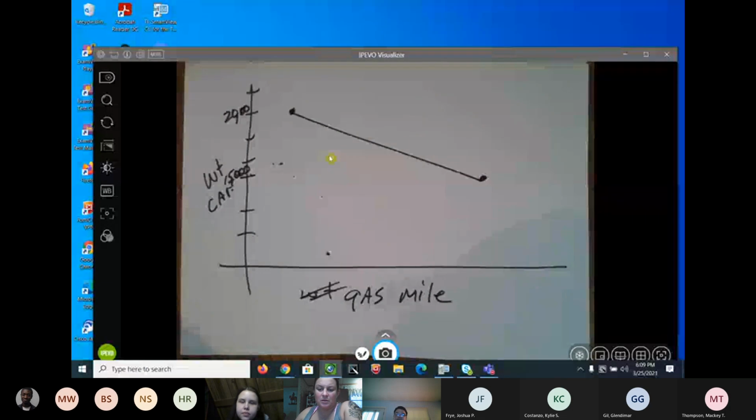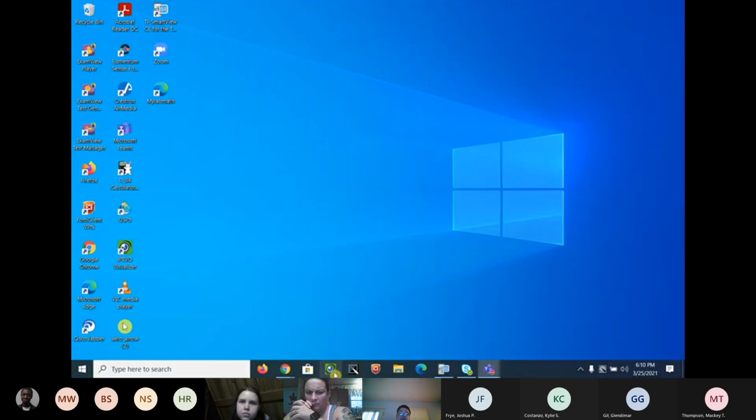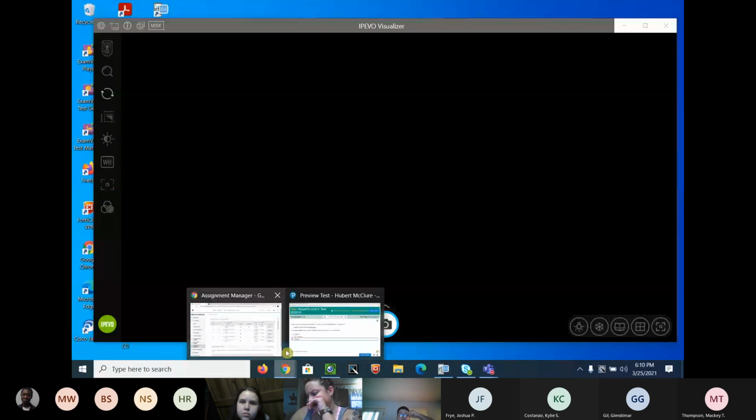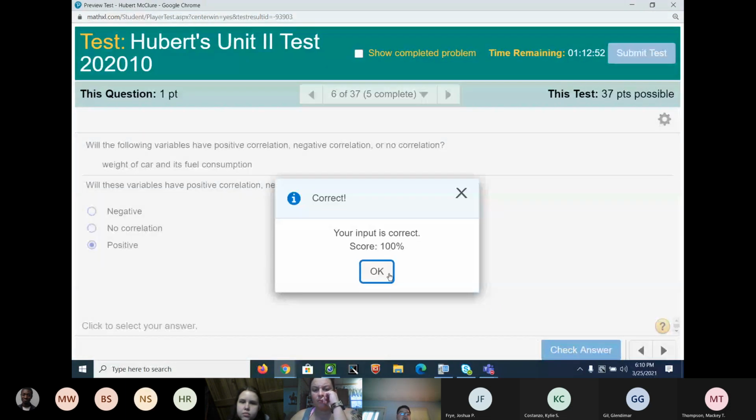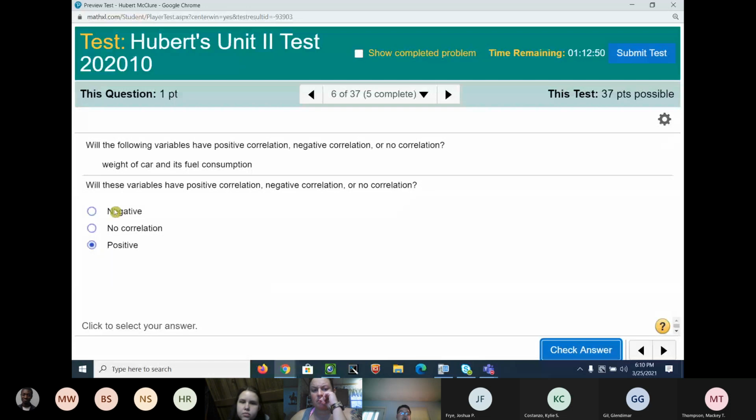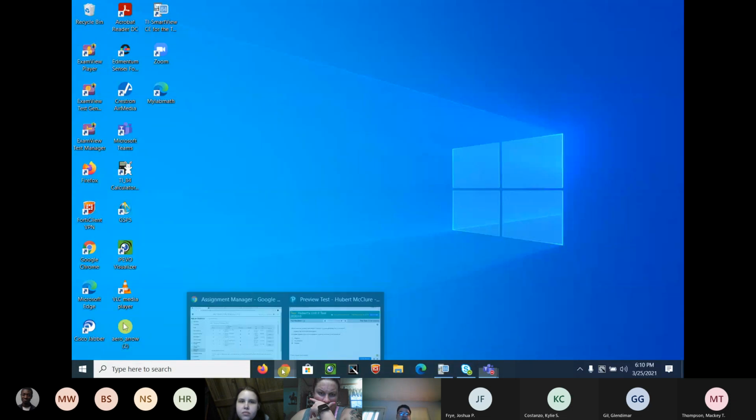It's still negative slope. It's still a negative slope. Yeah, but I did negative and it said it was wrong. I'm going to have to check that one out. Hold on a second. It said positive was correct. Well, these variables have weight of a car and its fuel consumption. I'm sorry. Hold on a second. We're going to go check. Google it.